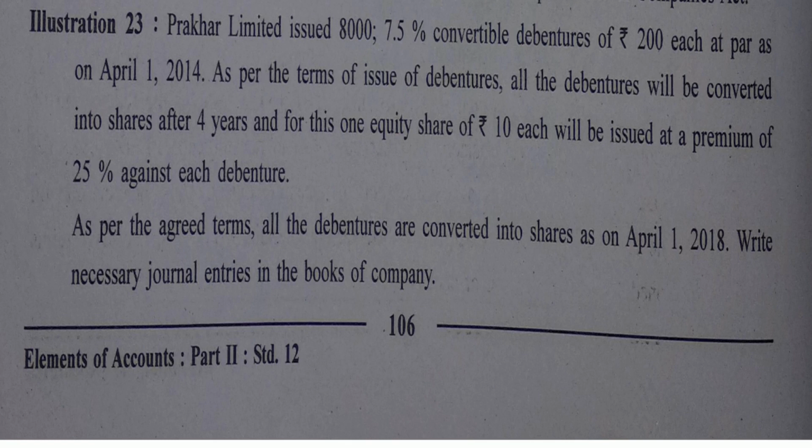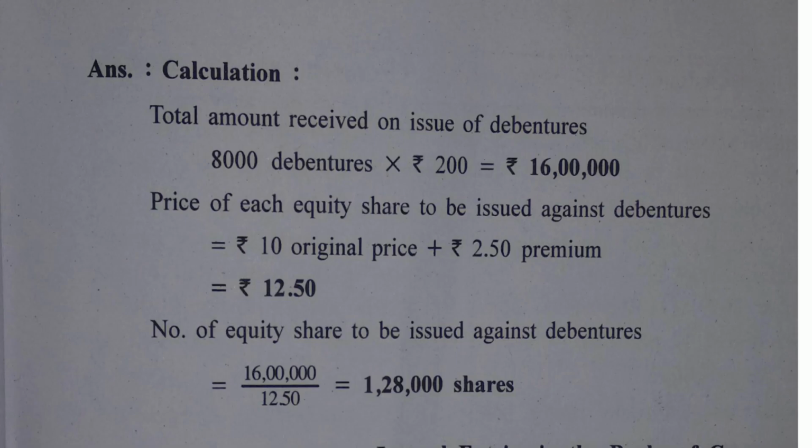So what is 25% of 10 rupees? It is 2.5. Here the calculation has been given. See, the total amount received on issue of debentures is 8,000 into 200. Of course, the face value of a debenture is rupees 200. So 16 lakh is received.